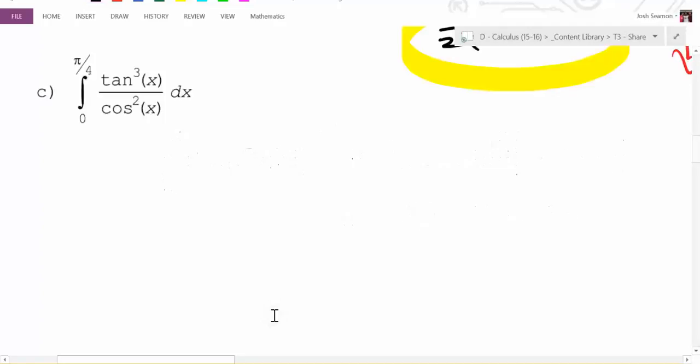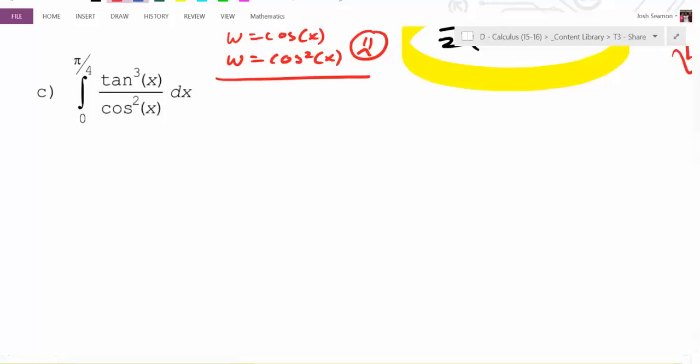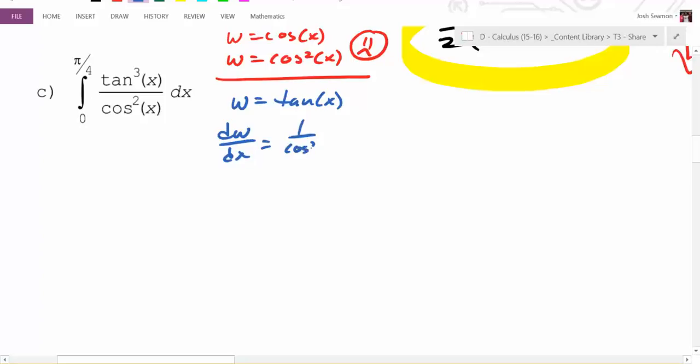So I loved what I saw there. You played around. What are some of the ones that didn't work? I saw w is equal to cosine x, right? I saw w is equal to cosine squared x. Doesn't work, right? So instead, you ended up with w is equal to tangent x. That means that dw/dx is equal to 1 over cosine squared x. So that means that dw times cosine squared x is equal to dx.